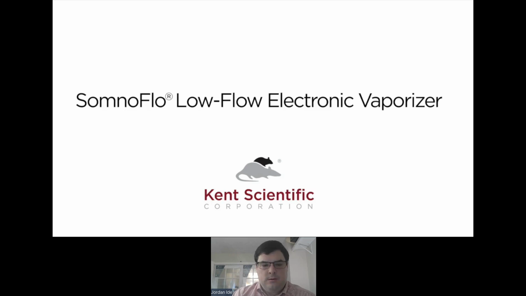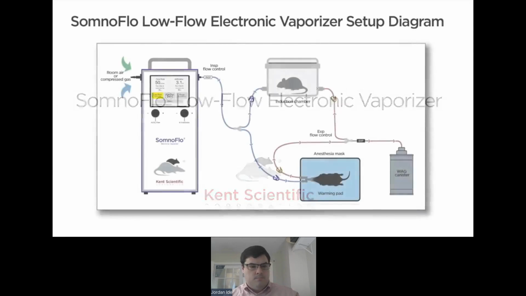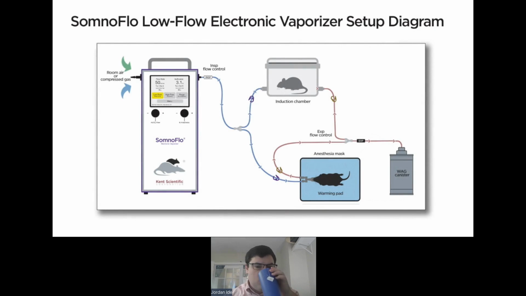This video will provide the instructions necessary to set up and begin using the Kent Scientific SomnoFlow low-flow electronic vaporizer. We'll take you through setup requirements, equipment use, and a protocol for anesthetizing an average-size C57 BL6 mouse. Along the way, we'll highlight some of the features that will benefit you in your research. Setup instructions are also provided in the user's guide.